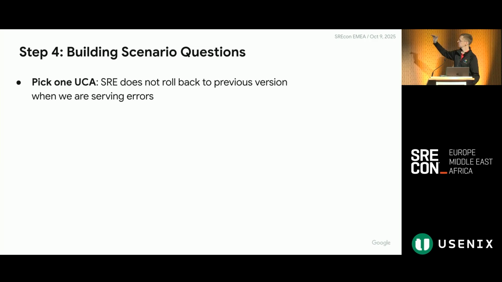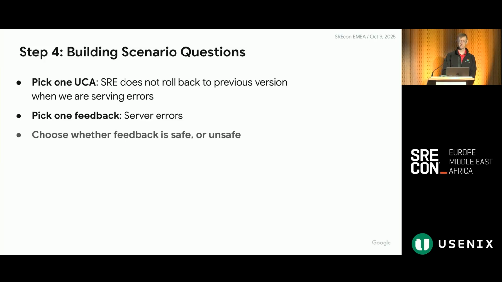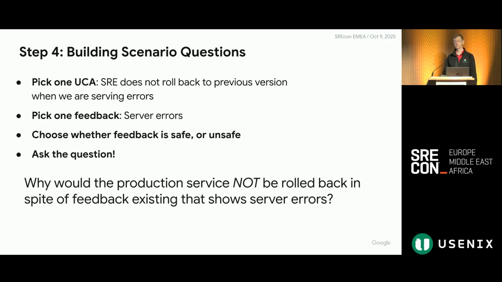So again, this is just putting this out in text. We pick a UCA, pick a piece of feedback, do this twice, once for the case where feedback is safe, once for it's unsafe. And then finally, we ask our question. For the case where feedback is safe, the question would look like this. Why would the production service not be rolled back in spite of feedback existing that shows service errors? Now, this should look familiar. This is the same question that we asked in the initial warm-up. Only here, we're explicitly specifying that feedback exists showing server errors. And of course, we did this on purpose so we can get a better comparison here.